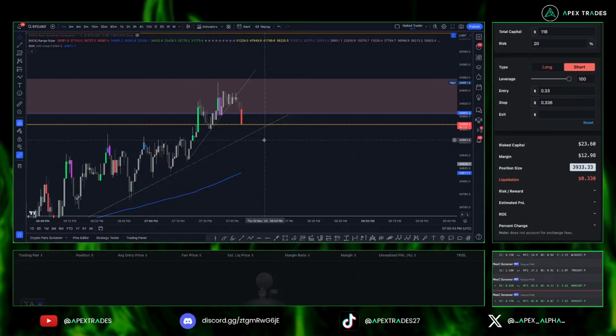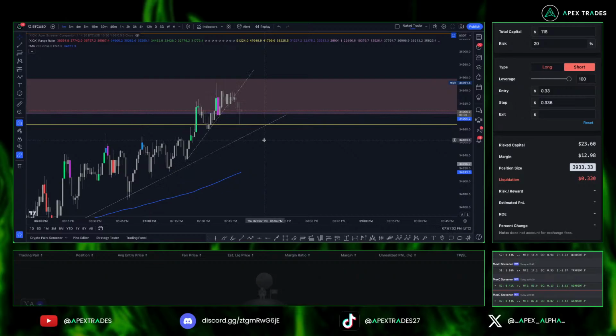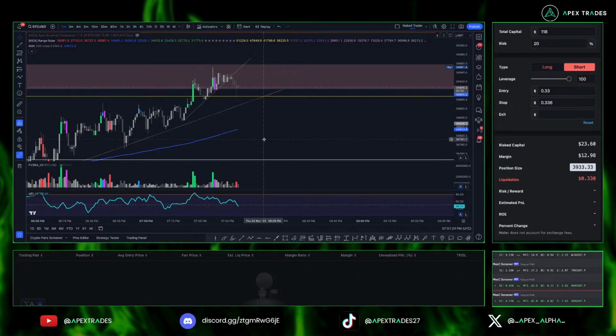Good. Now we want a strong response from the bulls, back up, to give us that right shoulder, that would be nice. Just not on that candle though. Try and push up a little bit higher.